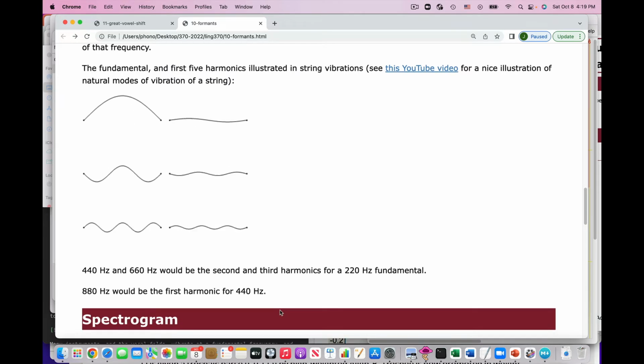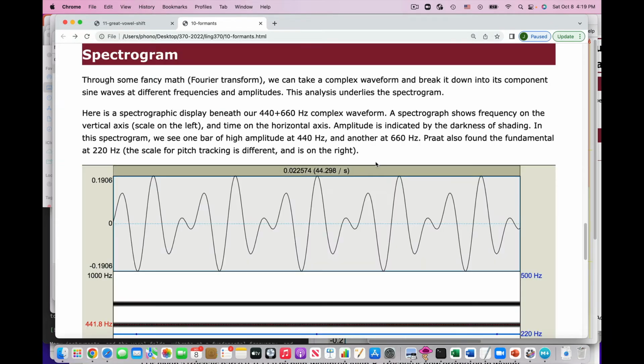If you want to see a little bit more of strings vibrating at different frequencies, this YouTube video linked here is a really great illustration. Given a complex waveform, we could apply some fancy mathematics called a Fourier transform, and that'll take the complex waveform and break it back down to its component sine waves at different frequencies and amplitudes. And this analysis underlies a spectrogram display.